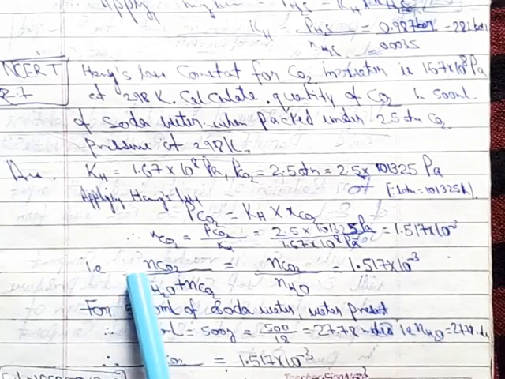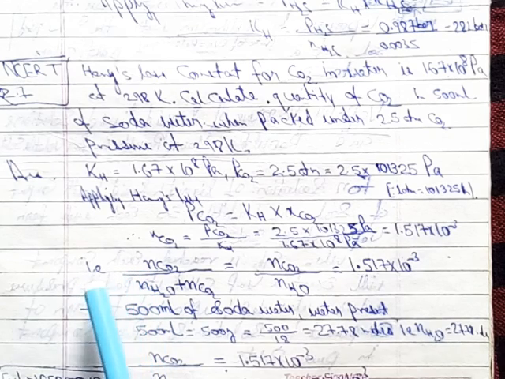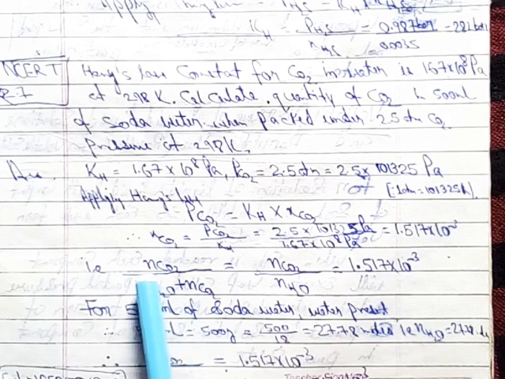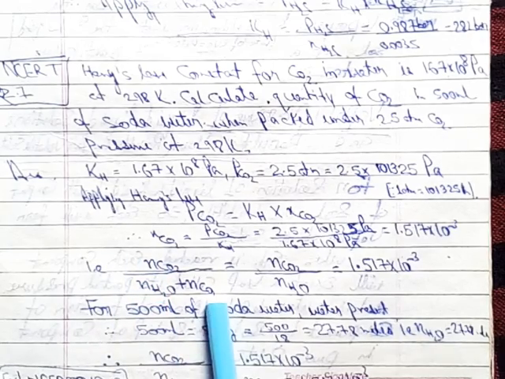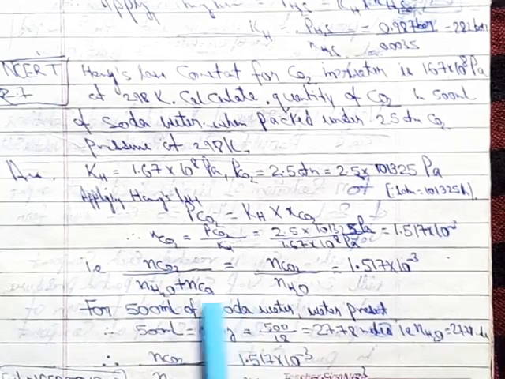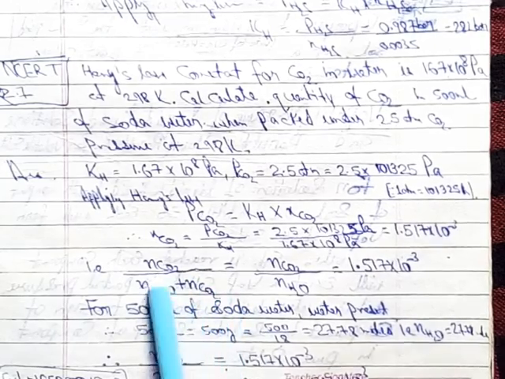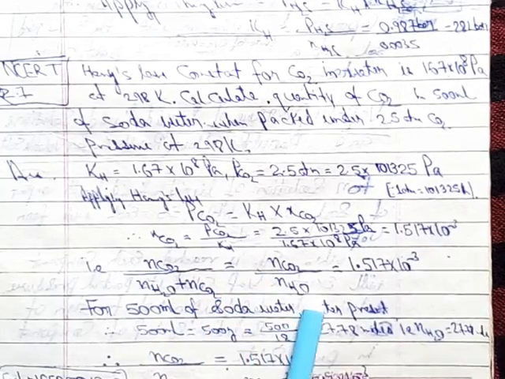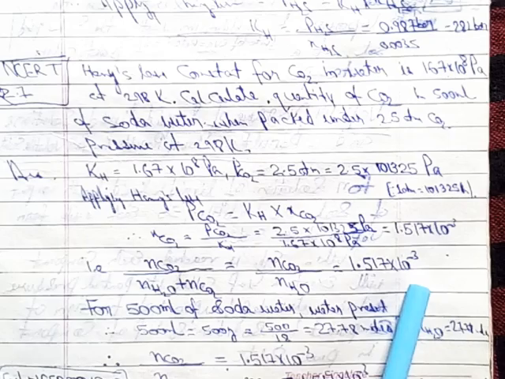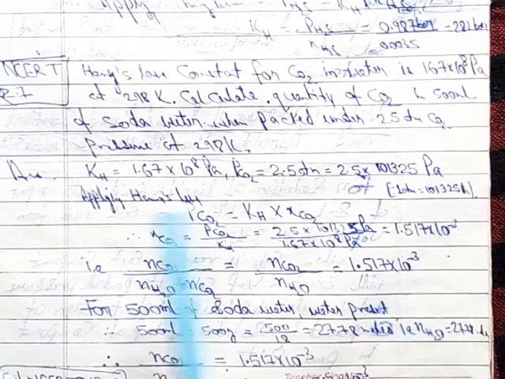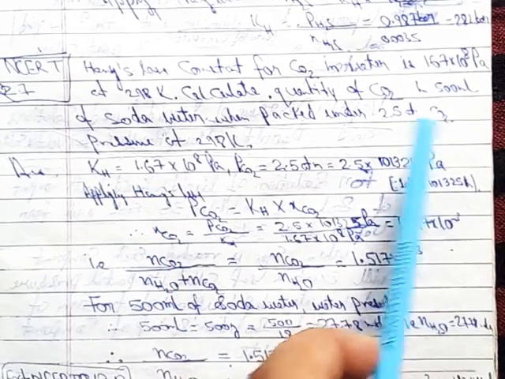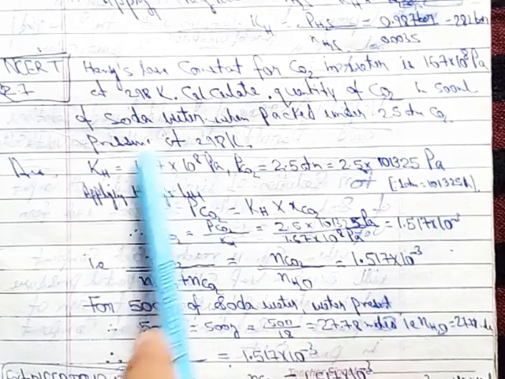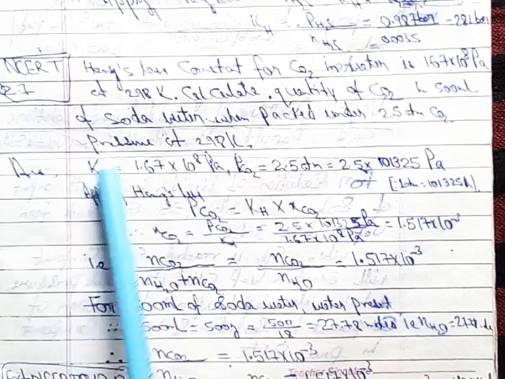Now calculate the mole fraction for carbon dioxide in water. So we have the formula for mole fraction: number of moles of carbon dioxide by number of moles of water plus number of moles of carbon dioxide. We can neglect the nCO2 if the solution is dilute, so nCO2 by nH2O is 1.57 into 10 power minus 3. But in the question it is asked for 500 ml of soda water.